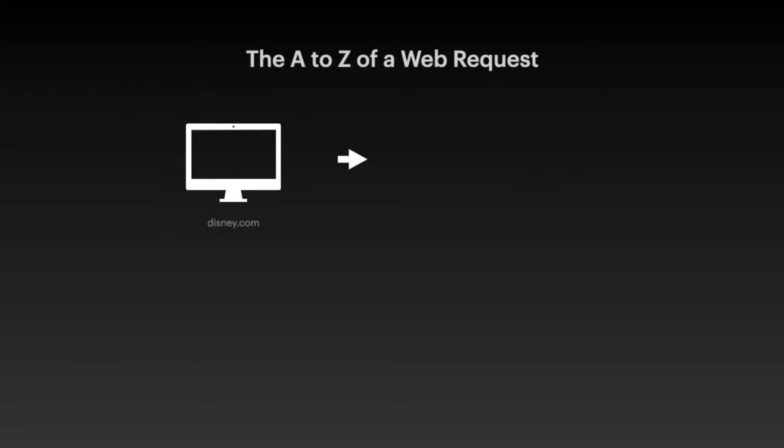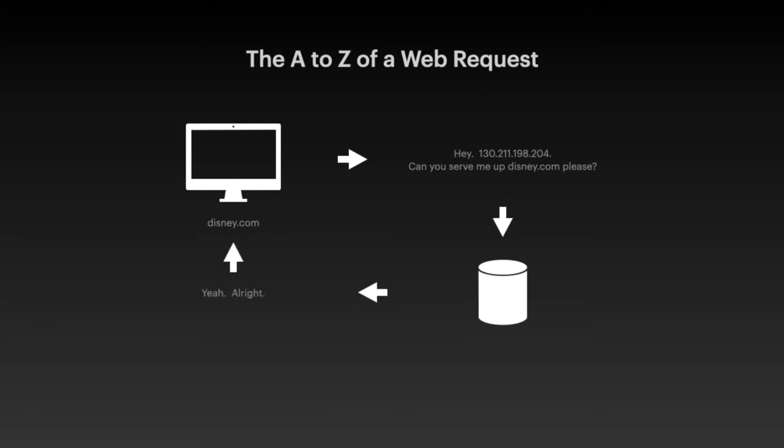Next, your computer says, hey, IP address, can you give me Disney.com, please? That request goes to that particular web server. That web server responds and says, yeah, all right, and serves you back Disney.com. Sure enough, it appears on your screen. Now, all of this happens in a fraction of a second. At the time, it was a little bit slower because most people were on dial-up. However, the DNS request, the web server request, really is super, super fast.